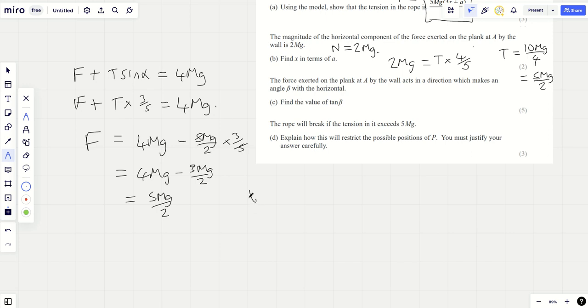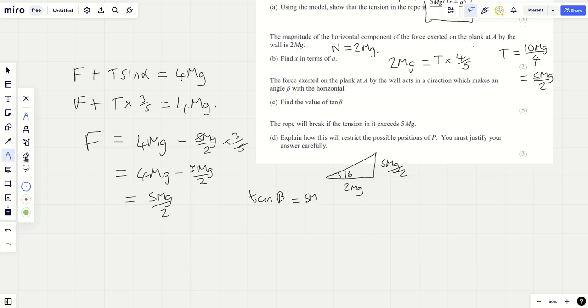Right, now we can work out what tan beta is. Because draw a little diagram again. You've got beta here. You've got F here, which is 5 mg over 2. You've got N here, which was 2 mg. And so tan beta is just going to be that one over that one. So we've got 5 mg over 2.